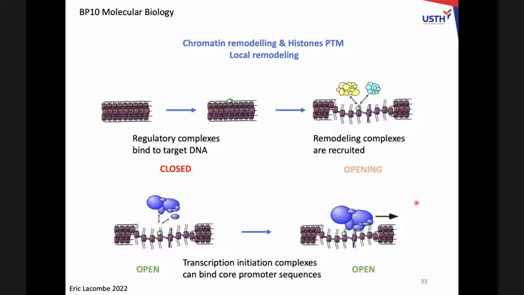Is it okay? Is it clearer than what I explained yesterday? So you see, the cell has the possibility to locally decompact chromatin in order to leave room for all the necessary machinery to start transcription. And this is very important in terms of genome stability. It's a little bit what I was telling you yesterday.